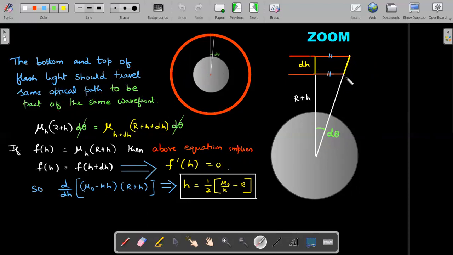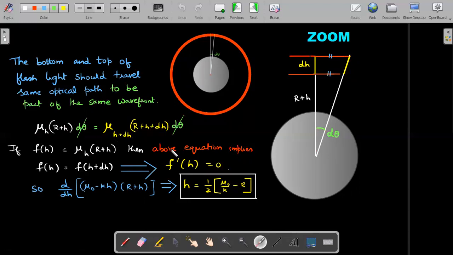So at the bottom, I would say mu is a function of h, multiplied by this distance. What is this distance? The arc length, right? The distance r plus h into d theta. That's what I've written. So optical path is mu into length, and length itself is radius into angle. Similarly, on the topmost point, obviously mu as a function should be h plus dh, and the distance will become r plus h plus dh into the same angle, which will be the same, right? The angle gets cancelled, and you end up having, imagine this left hand side, I call it a function of h.